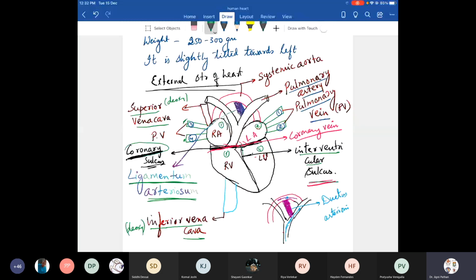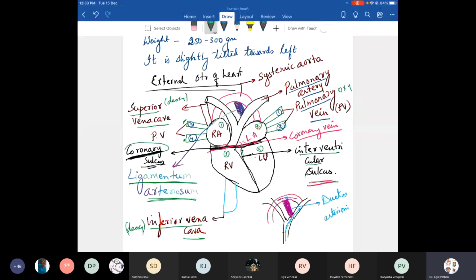That is the pulmonary veins. What are they bringing? They are bringing oxygenated blood. Clear? They bring oxygenated blood and open into the left auricle. Now next, there is the pulmonary artery and the systemic aorta. The pulmonary artery is in the right ventricle, here in the right ventricle.